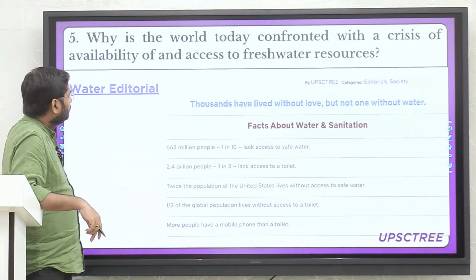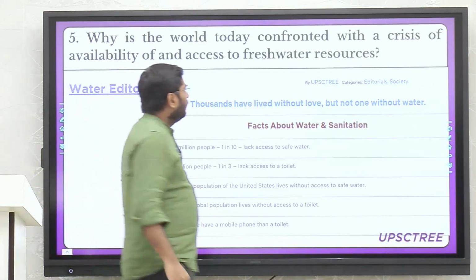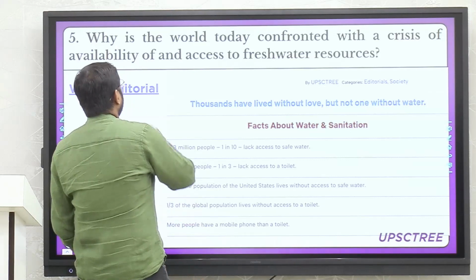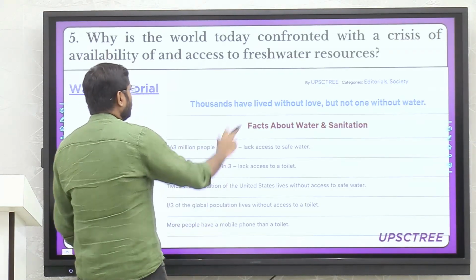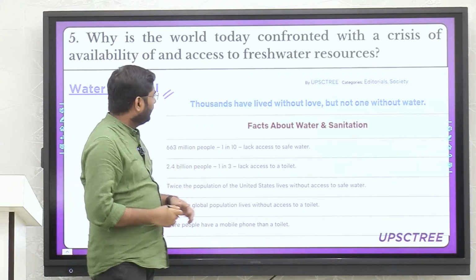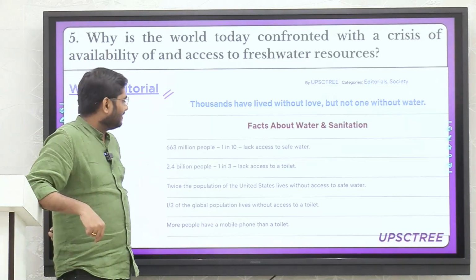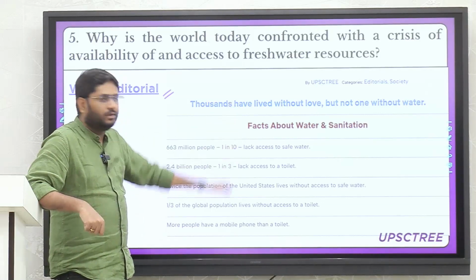Moving on, why is the world today confronted with a crisis of availability of and access to fresh water resources? Obviously, see यहाँ पे UPSC में editorial है. It's a very interesting line: Thousands have lived without love, but not one without water. Anyway, this gives you some data sets that you have to quote in your answer.